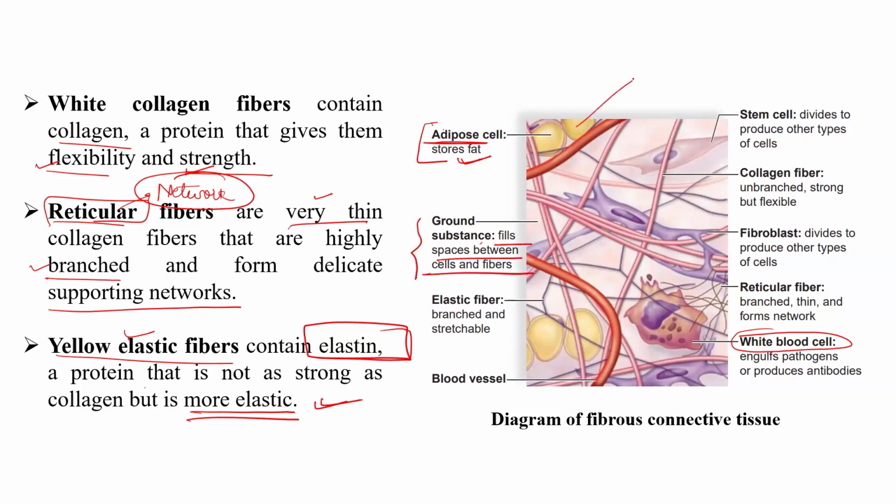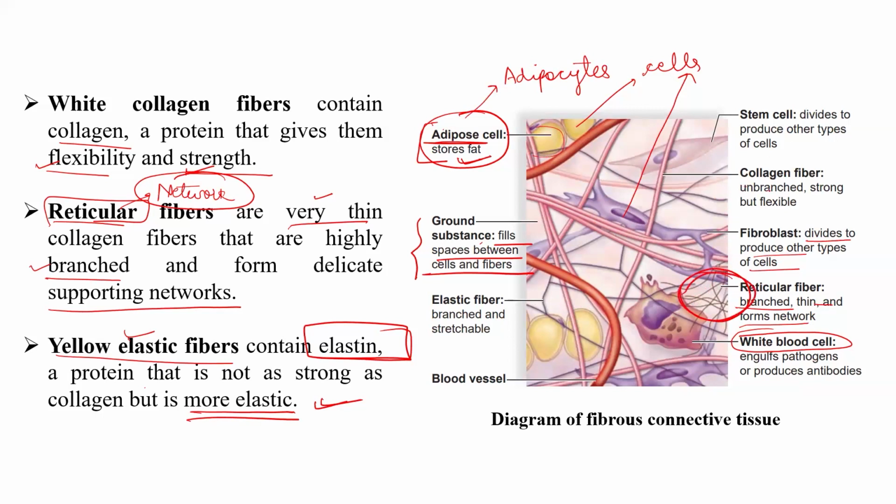So these are the different cells that are present. You can see the structure is different. They have adipocytes. Similarly, we have fibroblast cells, which divide to produce other types of cells. Then we have reticular fiber. You can see here, reticular fibers are branched. They are very thin and they are forming a network. So this is the reticular fiber, which is a component of connective tissue.